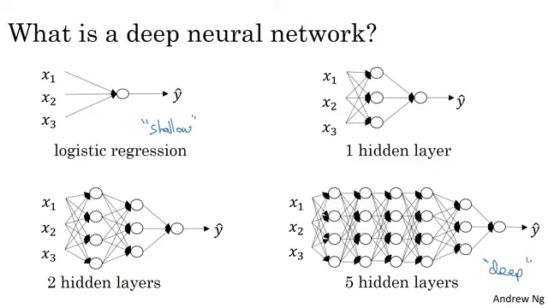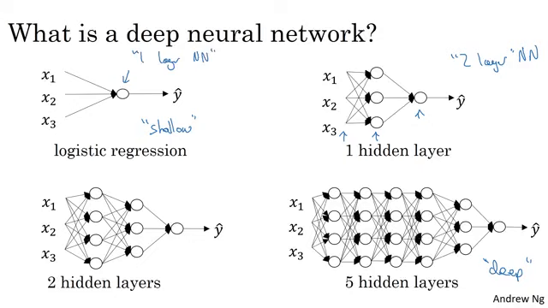So a neural network with a single hidden layer would be a 2-layer neural network. Remember, when we count layers in a neural network, we don't count the input layer, we just count the hidden layers as well as the output layer. So this would be a 2-layer neural network, still quite shallow, but not as shallow as logistic regression. Technically, logistic regression is a 1-layer neural network.